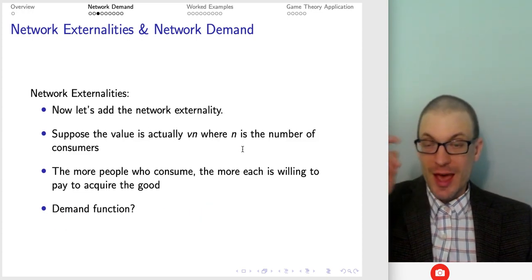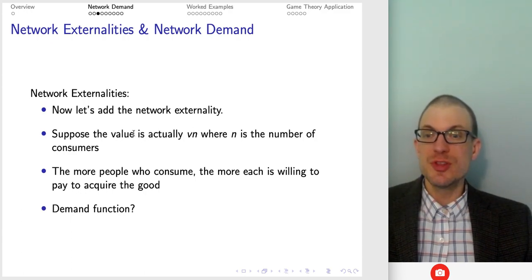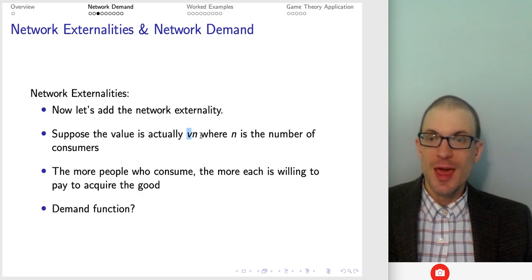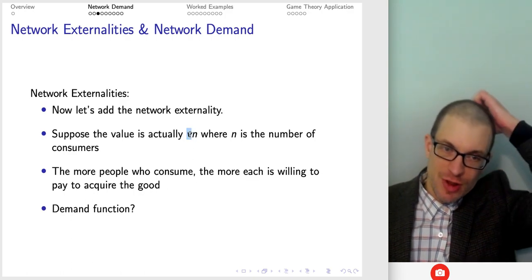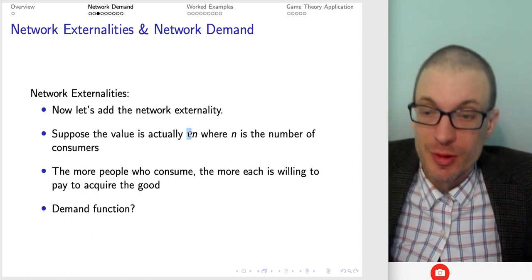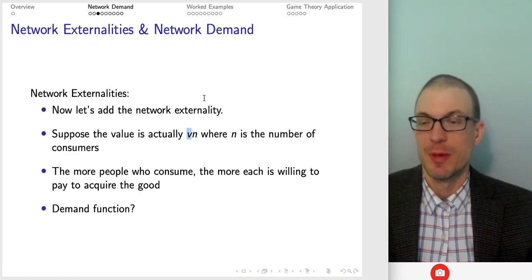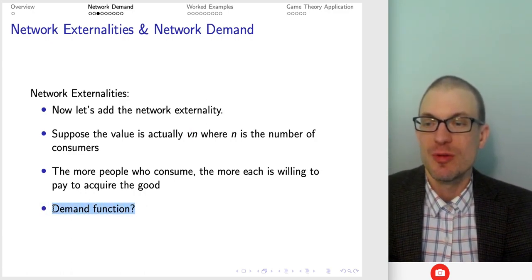All right, now let's add in a network externality, and suppose the valuation is going to be a product of my own willingness to pay and N, where N is the number of consumers. Therefore, the more people who consume, the more each is willing to pay to acquire the good, because I'm going to multiply my reservation price by the number of other people in the market, and my overall willingness to pay will rise. What happens to our demand function?